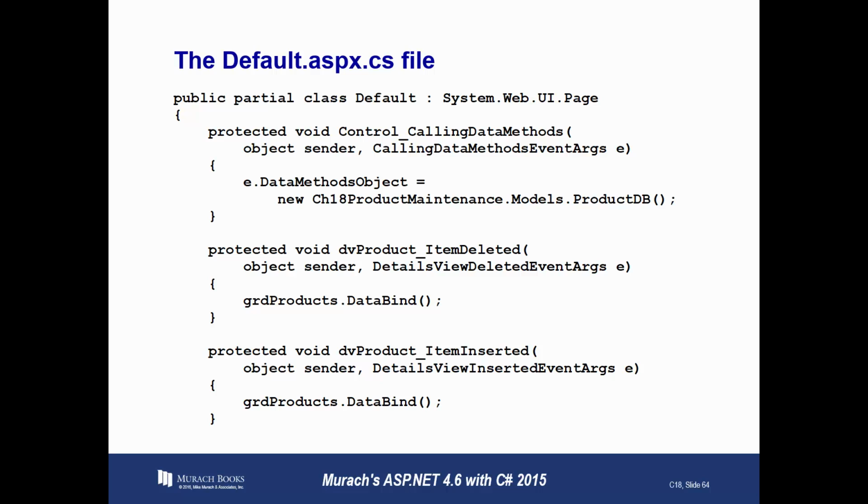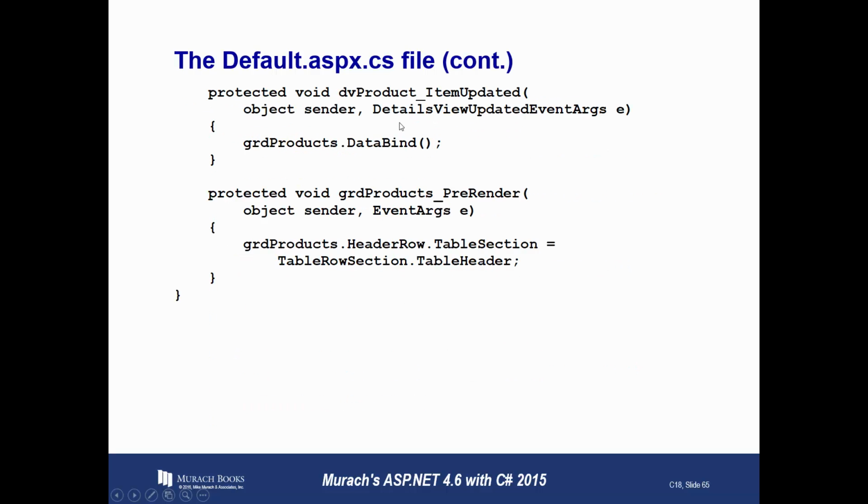Now the next three things that we see here, the item deleted, the item inserted, and the item updated, each of these, all they do is call the data bind method of the grid view control. So the control can always display the correct products because one has been deleted, or a new one has been added, or an existing one has been updated. And the last thing that we see in here is our old familiar thing that we have so that we're able to use the bootstrap classes.